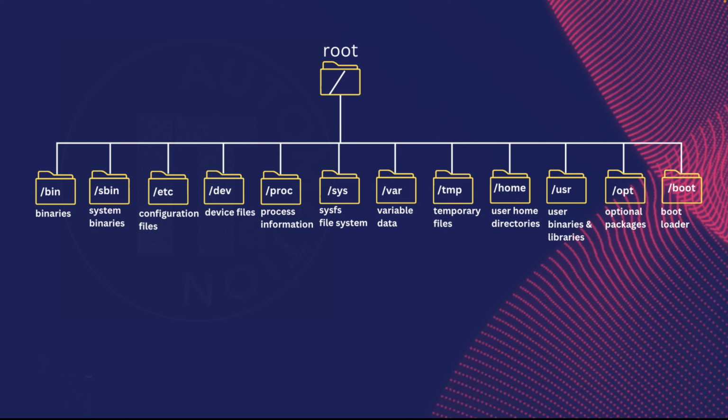The var directory. The var directory contains variable data files that change frequently during system operation. Log files, spool directories for printing and email, and temporary files generated by applications are typically stored here. The tmp or temp directory is used for storing temporary files created by applications and users. Files in tmp are typically deleted upon system reboot or periodically by system cleanup utilities.